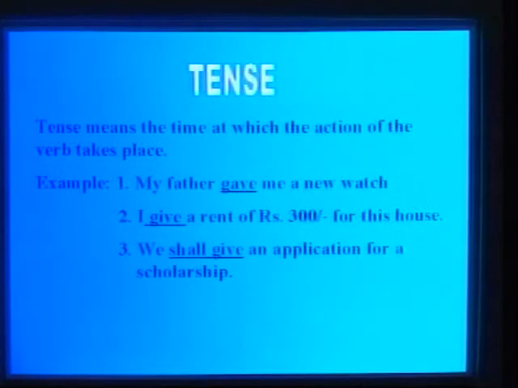Then let us observe what tense is. Already mentioned on the screen, it means the time at which the action of the verb takes place. That is, it can be in the past, or it can be in the present, or it can be in the future. But we ought to have some kind of distinction between past, present and future. Otherwise there would be a lot of confusion.